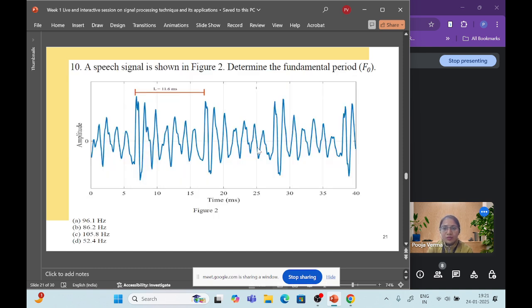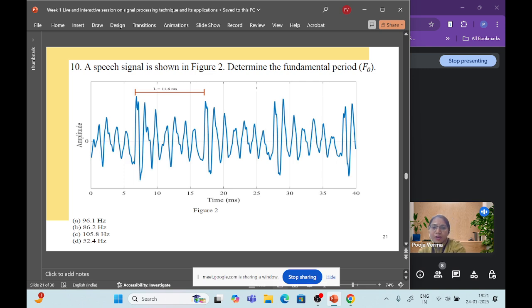The next question is: a speech signal is shown in figure 2. In this figure a speech signal is represented. Determine the fundamental period, that is, here the fundamental frequency is represented by F naught. How can we find it?